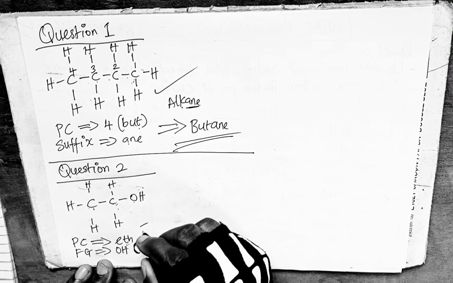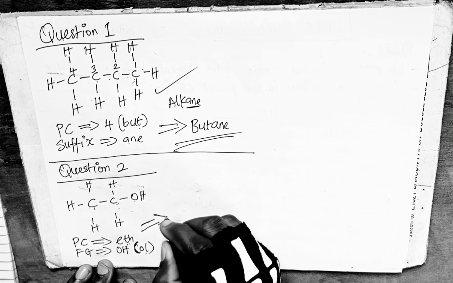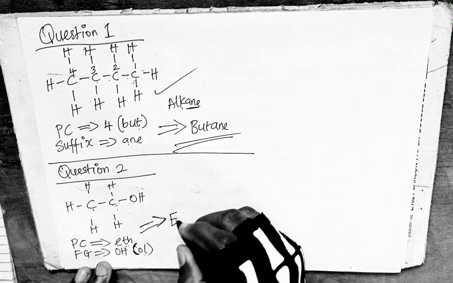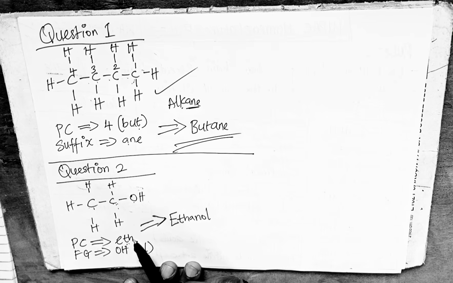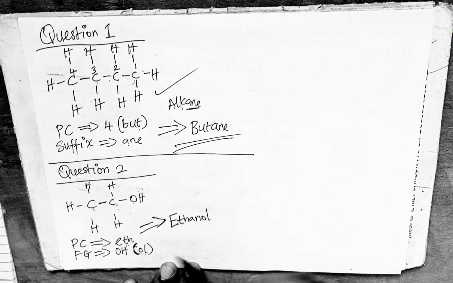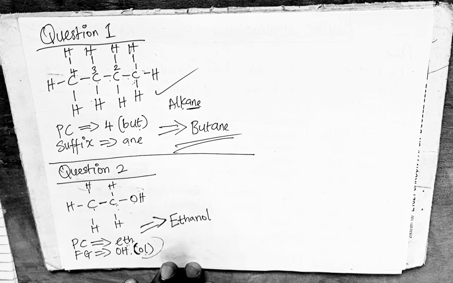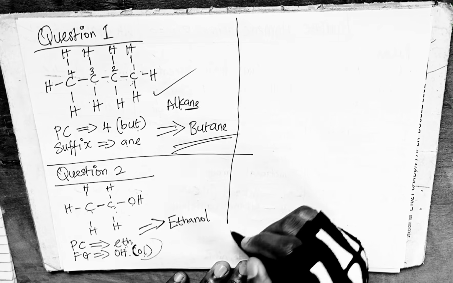So the name of this compound is ethanol. Okay, we add the eth and we add the single bond, and then we add what? The functional group, ol. Ethanol. All right, let's move on to the next question.